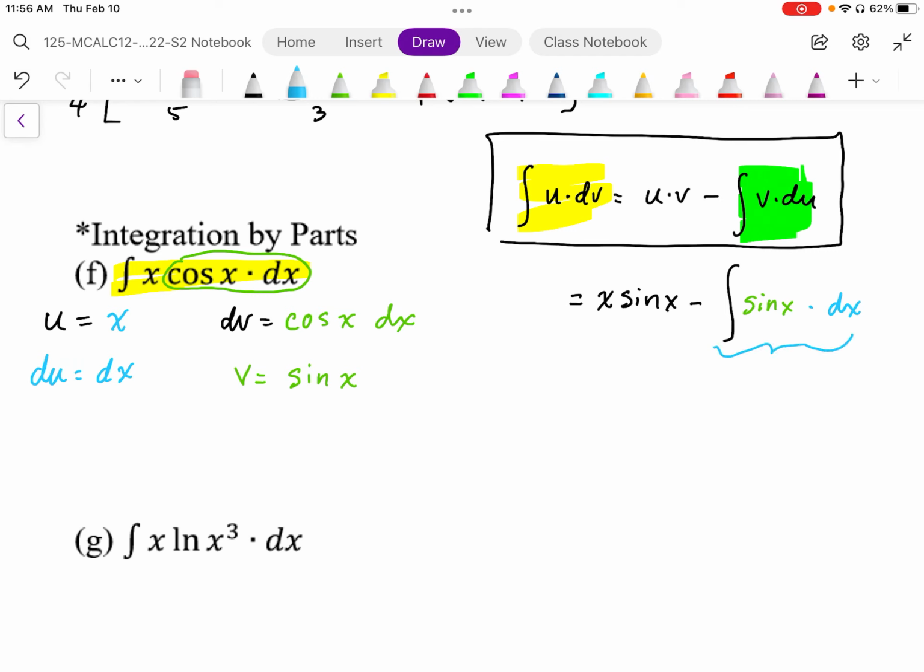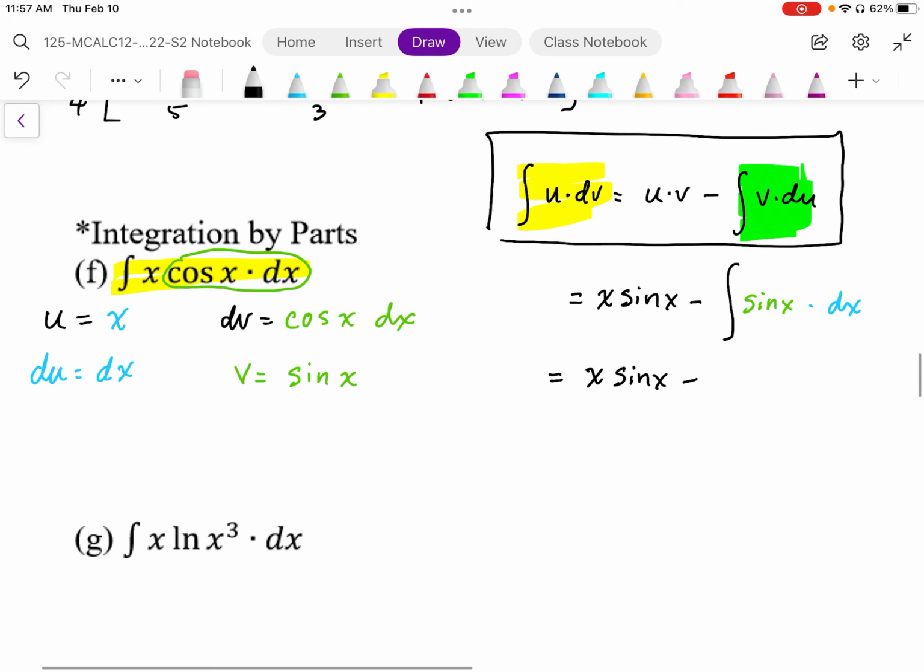Is this easier than what I started with? Well, yeah, because this new one doesn't have that extra x in there. We can find an antiderivative for that. So then this equivalent expression, I'm going to anti-differentiate the equivalent expression instead of the one in yellow, and get the answer for that antiderivative. So the antiderivative of x cos x is going to be x sine x minus the integral of sine, which is going to be negative cos.